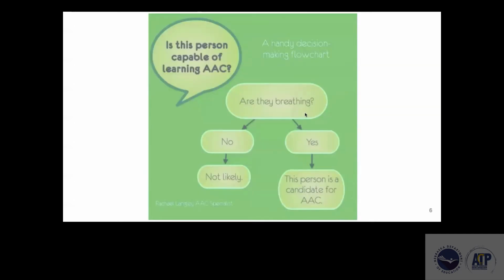I love this visual that Rachel Langley put together. It says, a handy decision-making flowchart. Is this person capable of learning AAC? And it says, are they breathing? If you go to yes, the person is a candidate for AAC. So please keep that in mind.